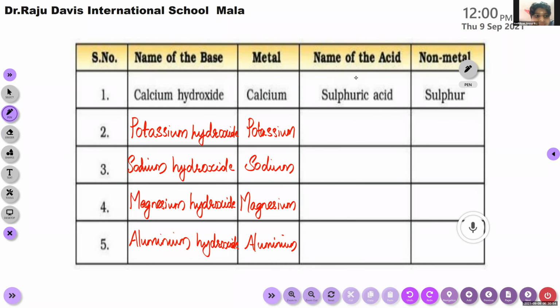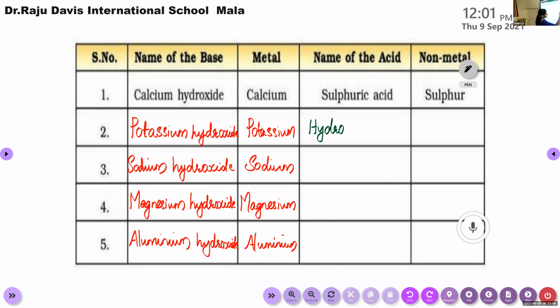Okay. So we are moving to the next portion. That is the name of the acid and non-metal. First one, it's already given. Sulfuric acid. Then sulfur. Then I will write the next one. That is hydrochloric acid. So Adityan will tell you which non-metal is present in hydrochloric acid. Hydrogen. Hydrogen is not considered as a metal or non-metal. It shows the properties of both types. Mostly with metallic properties.